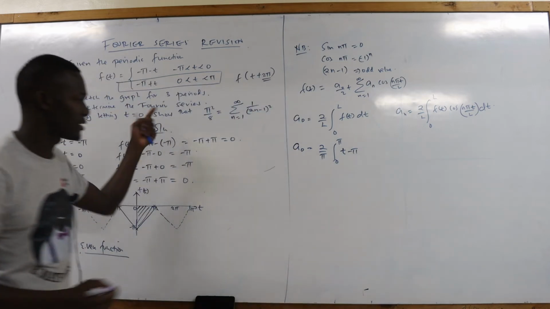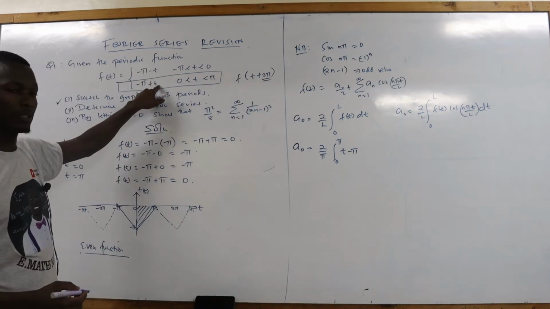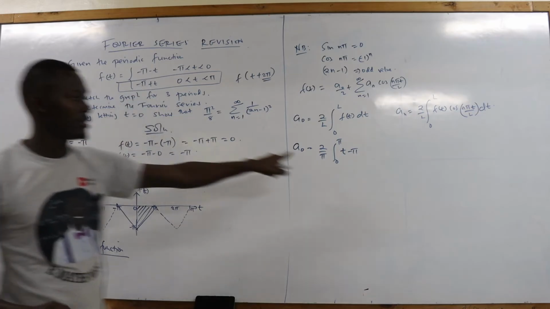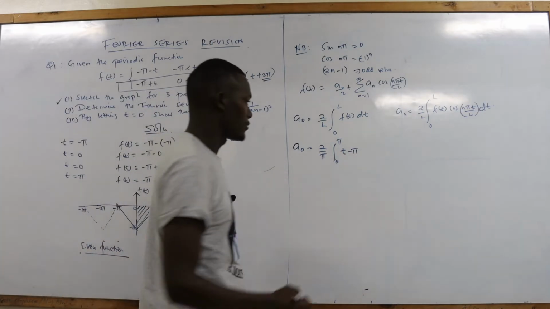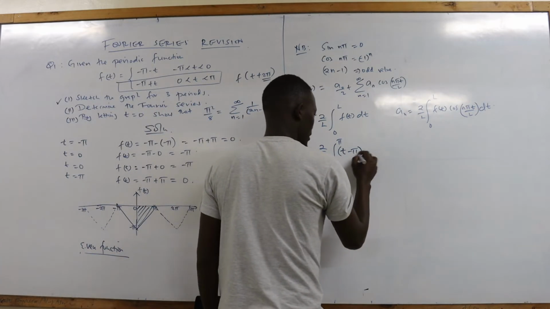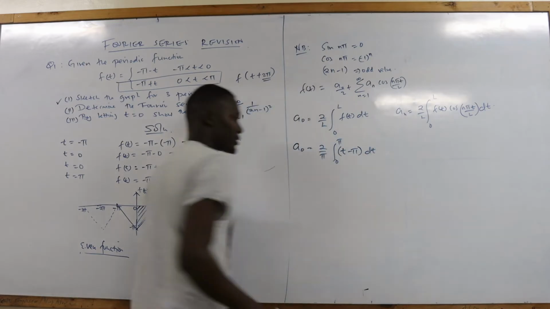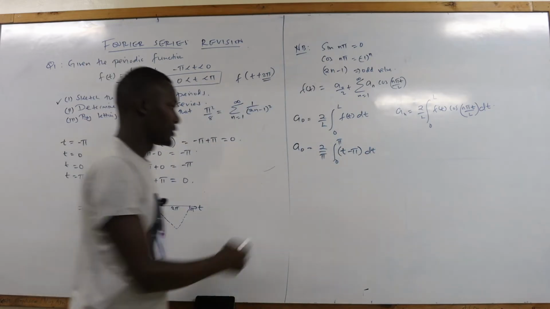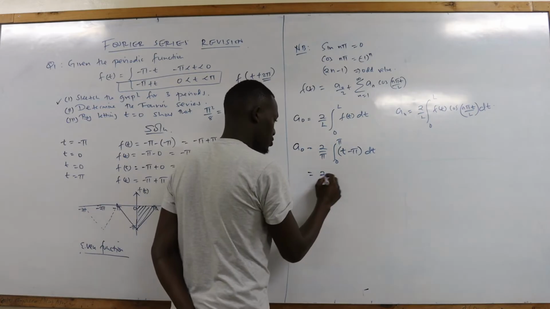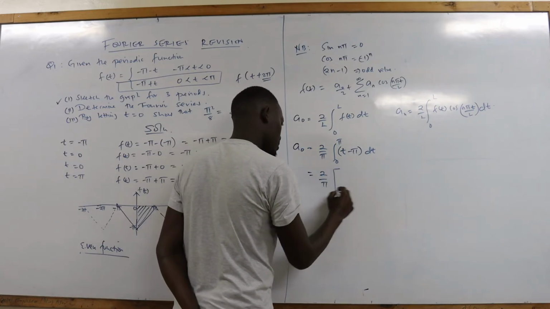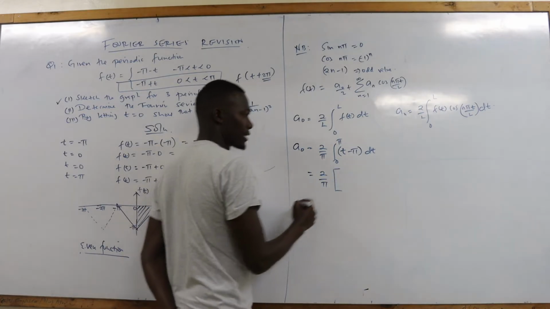I have not changed anything. Okay, I've just started with the positive, then the negative followed. T is positive, then the negative followed. Then I integrate that with respect to t. So therefore, I shall have 2 over pi. What is the rule of integration?